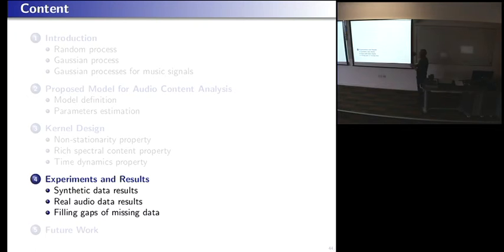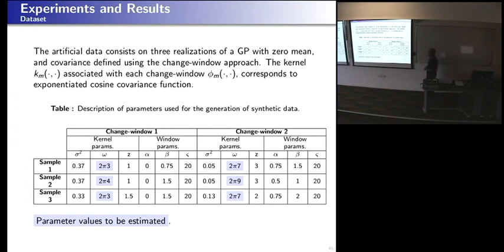Finally, I present the results we obtained in some experiments using synthetic and real audio data. The synthetic data consists of three realizations of a Gaussian process using the two change windows model presented previously. These are the parameters we chose for the three different realizations. So we have two change windows, the first one and the second one. Here are the onsets and the offset of each one. We assume that we know everything but the omega hyperparameter. So that's what we are trying to uncover from the data.